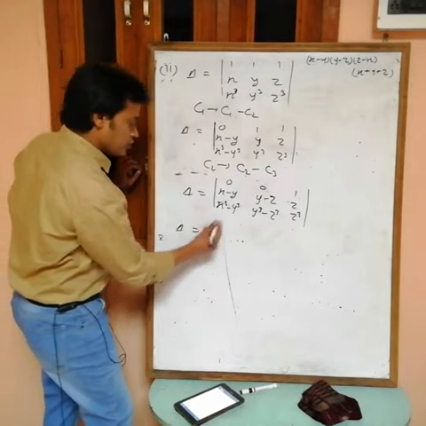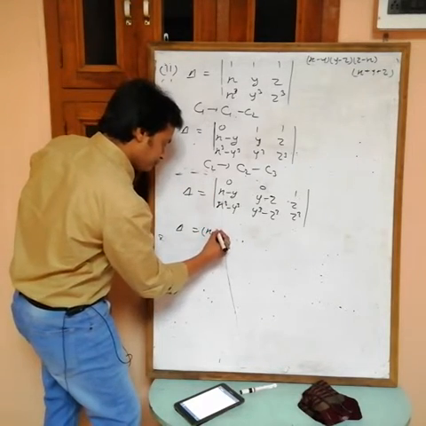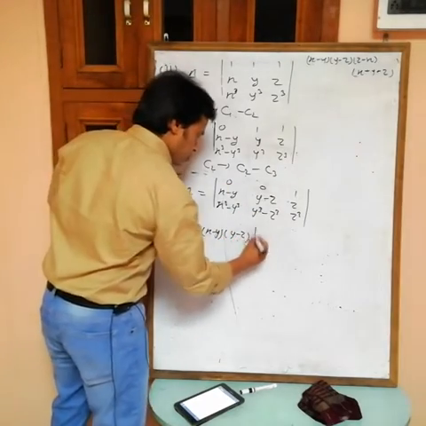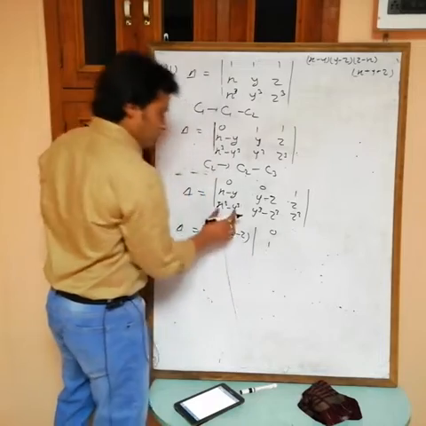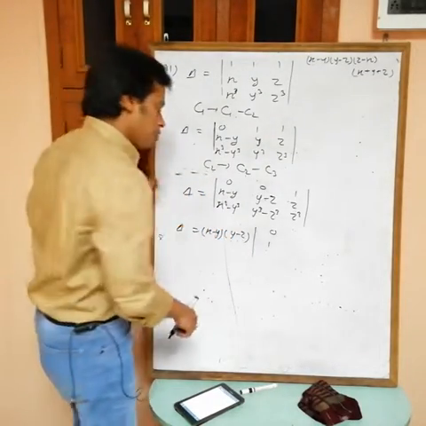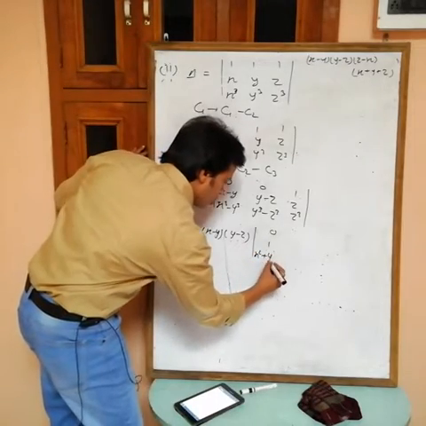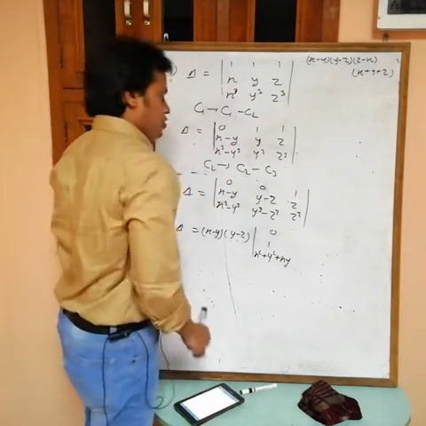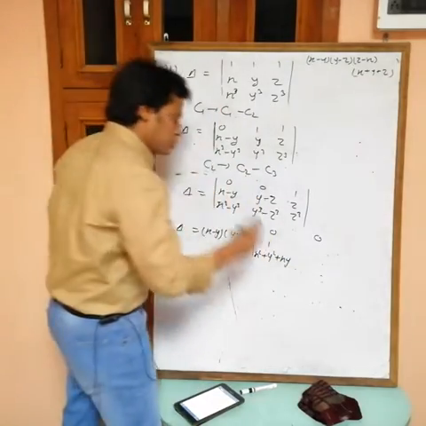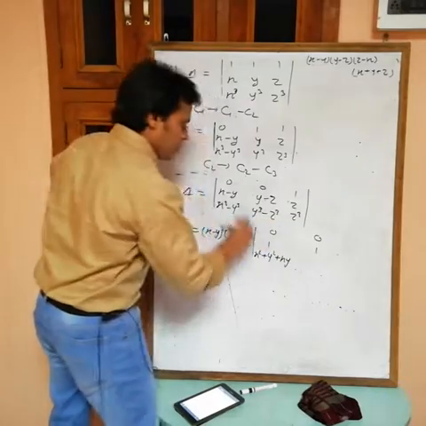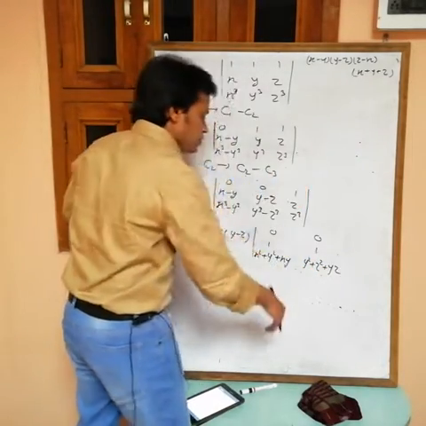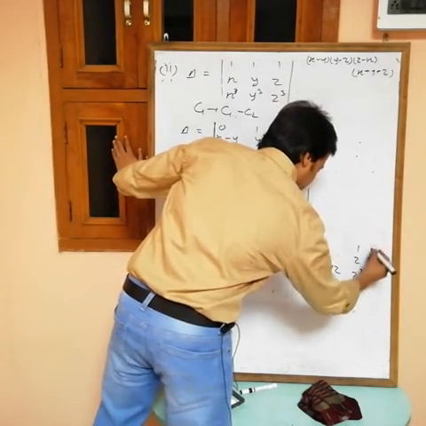Now from this one I am taking common x minus y, and from this one I am taking common y minus z. Then what remains? 0, 1. x cube minus y cube can be written as (x minus y)(x square plus y square plus xy), so what remains is x square plus y square plus xy. From 0, if you take common anything, you get 0. Then 1, and taking y minus z common, you get y square plus z square plus yz. And this one remains the same, 1 and z cube.